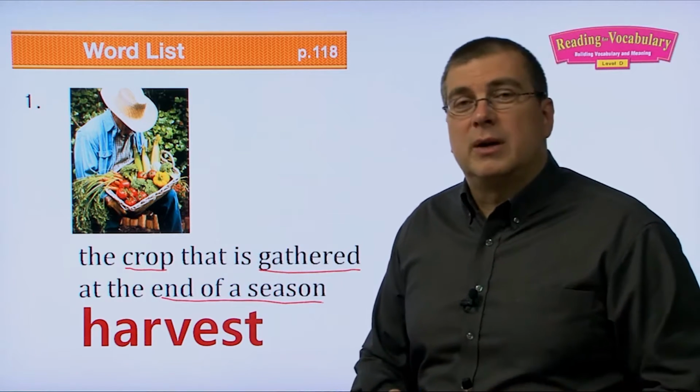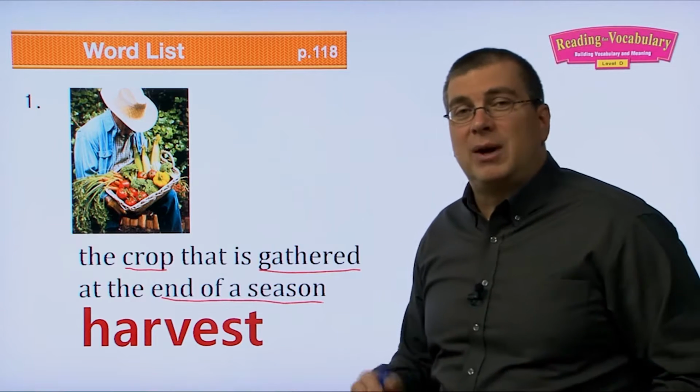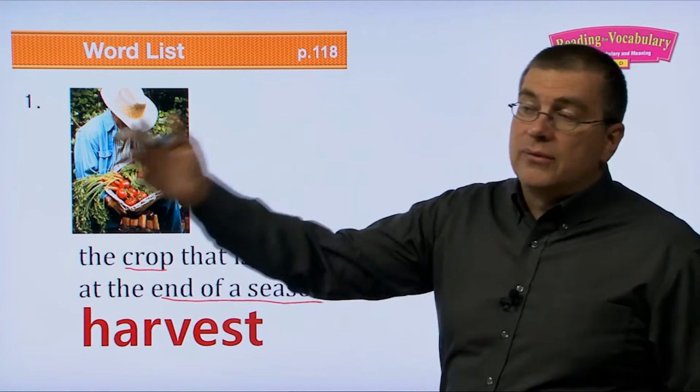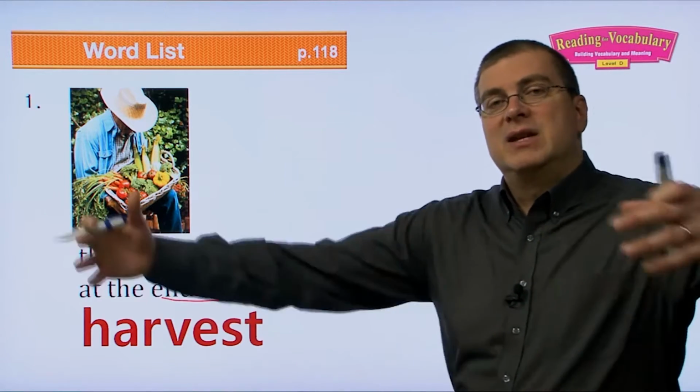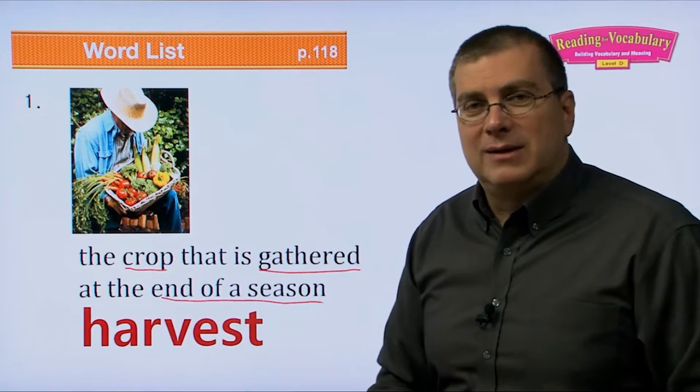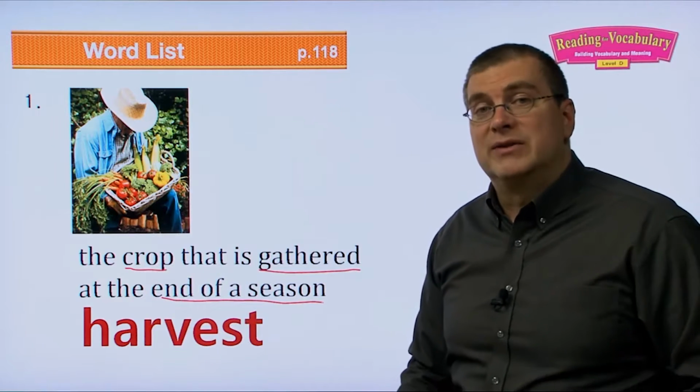But of course we could also talk about individual farmers. One individual farmer has a bad harvest and another farmer has a good harvest. So bad harvest, good harvest. It's the amount of food that they collect at the end of the growing season.